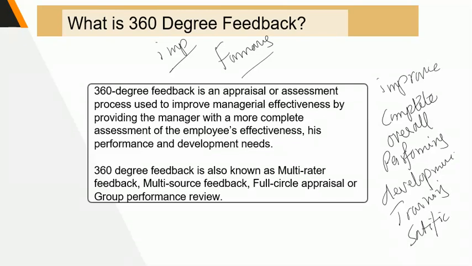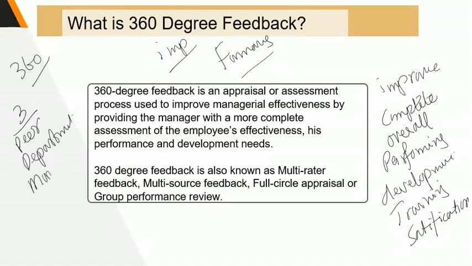So it is a very important part of an organization to conduct 360 degree feedback surveys and 360 feedback appraisals, as we usually call them. It is also called multi-rater feedback, multi-source feedback, full circle appraisal, or group performance review. So basically it will be from different dimensions, and every dimension will give you a different overview and perspective of that employee. First of all, it can be from your peers, from your department, from your management, and it can be from the overall top management or from another department.